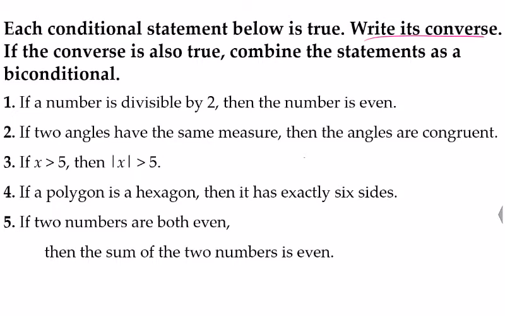So if a number is even, right, so that's going to be our new hypothesis, then the number is divisible by 2. So let me write that. All right, so there it is. So I switched the hypothesis and conclusion. If a number is even, then it's divisible by 2. So is that true? Yeah, it is, right? So that's also true. So therefore, we can write the biconditional. So a number is even if and only if it is divisible by 2.